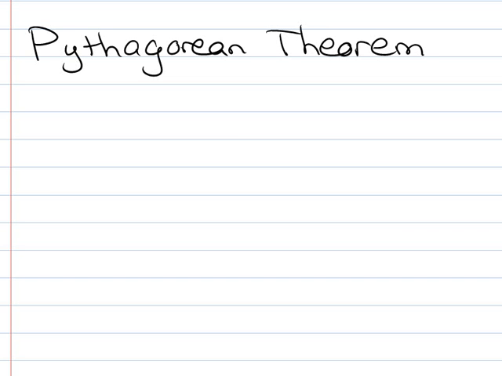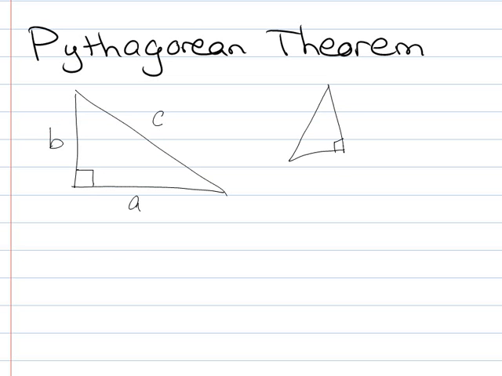Now, some great problems to solve using radicals are things involving the Pythagorean theorem. As a quick review, the idea behind the Pythagorean theorem is you have a right triangle, a 90-degree angle, and the two sides are A and B, and the longest side is C. Remember, it doesn't matter how you draw the triangle, the longest side is always going to be C.